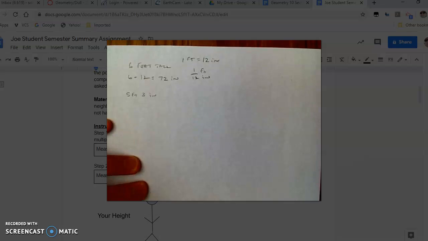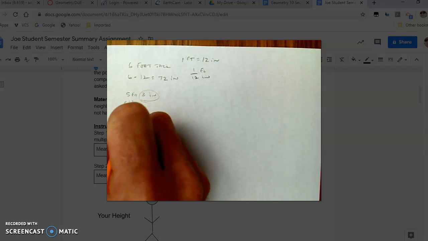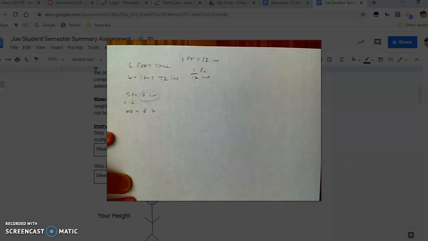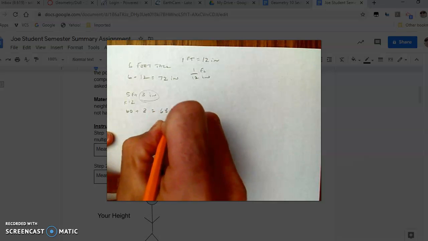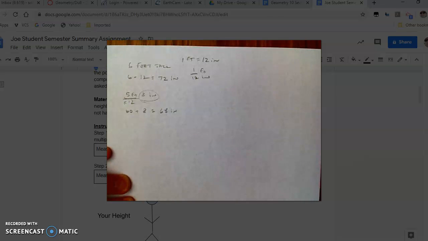inches? Well, how do you do that? Well, you've got the 8 here, right? Now you can do your 5 times 12, that's 60, plus your 8 will give you 68 inches. So whatever your measurement is in feet, take that, multiply by 12, and then add the inches, and you're going to be good to go on that.